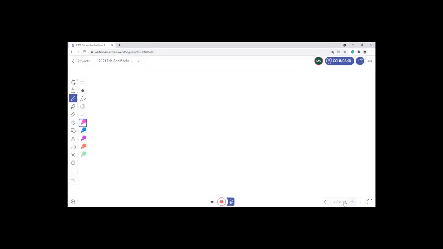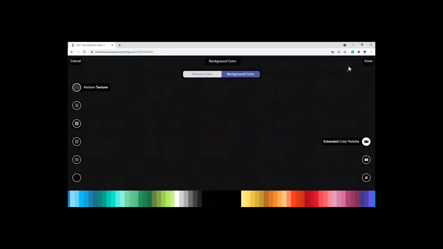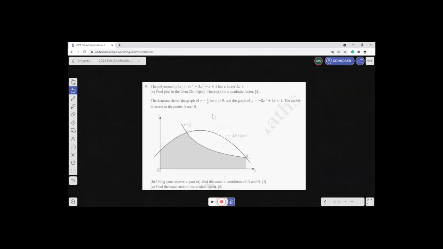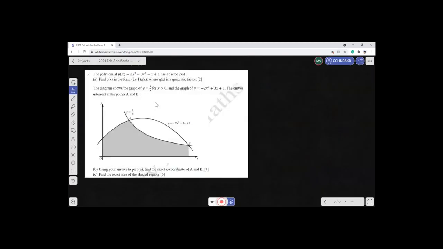Next, if we take a look at question 9, it is a polynomial question with integration. First one, they ask about polynomial. They want you to find the Q(x). So what I need to do is long division. You have no other choice. You use long division to find the Q(x).